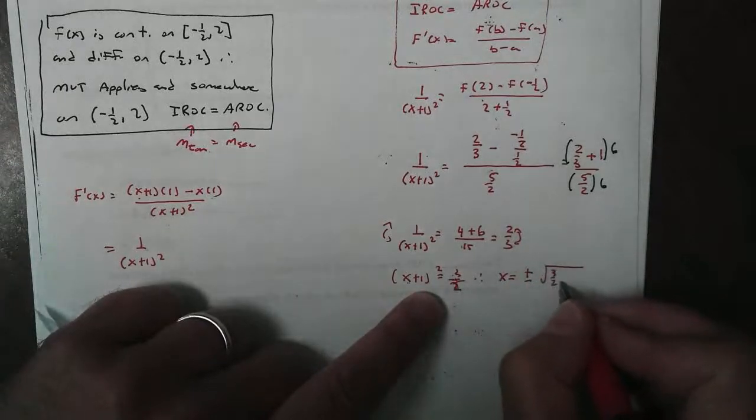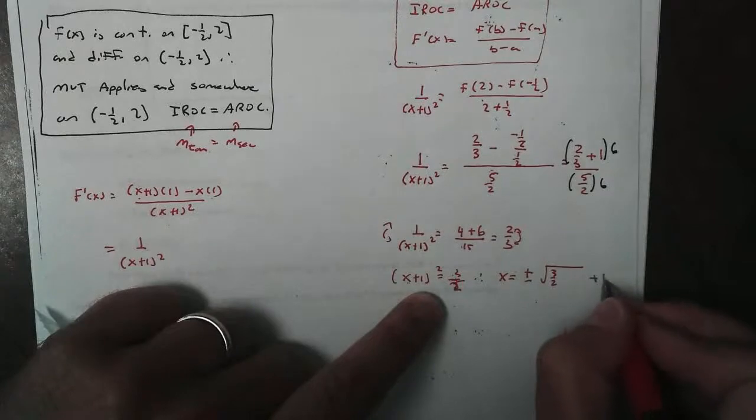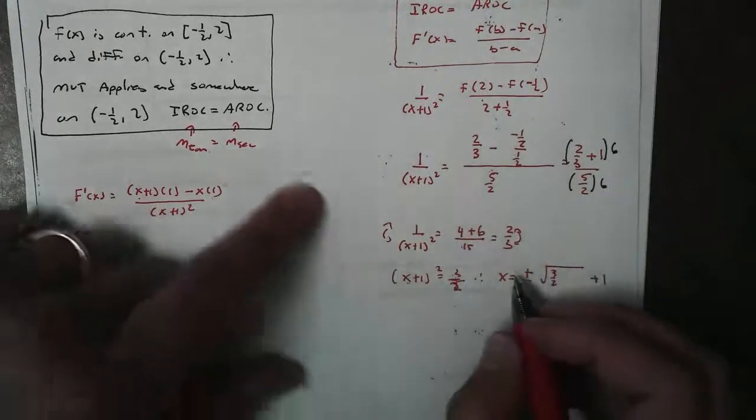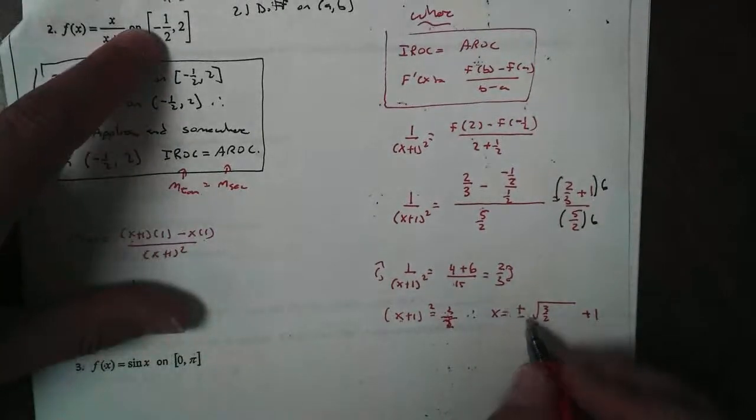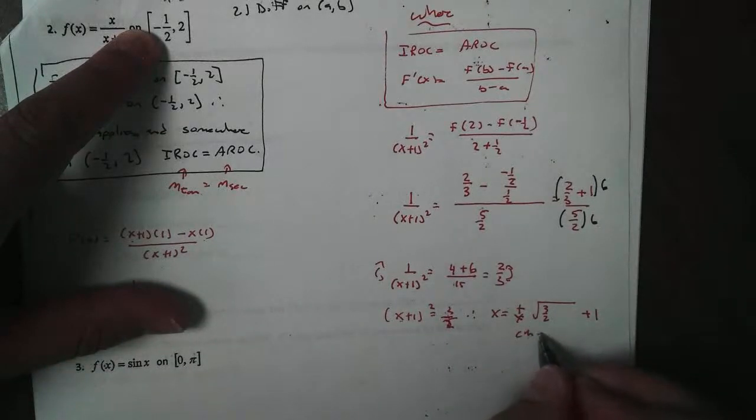3/2 plus 1. It's a long little fraction bar there. Check your domain. Negative 1/2. Well, I'm not going to want this one. So remember, check your domain. So x would equal the square root of 3/2 plus 1.